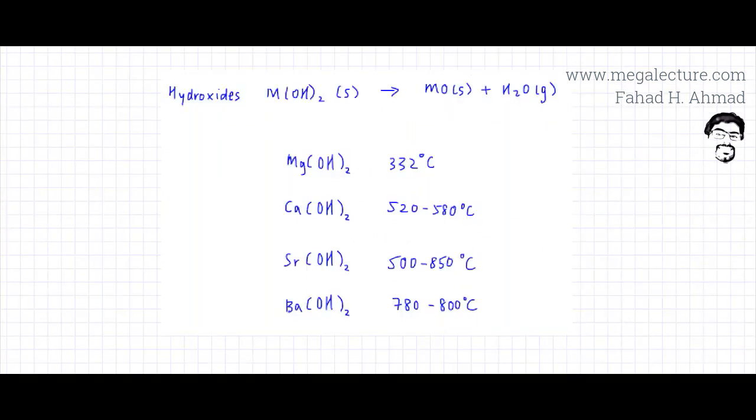The very same concept could also be applied to the decomposition of group 2 hydroxides. Remember, group 2 hydroxides decompose to form a metal oxide and a water molecule. This is a reversible reaction, so if you add water back, they would form a hydroxide again. So heating converts a hydroxide into an oxide, water leaves off, and adding water converts it back into a hydroxide. Again, as you can see, the decomposition temperature increases down the group. Magnesium hydroxide decomposes very easily, whereas barium hydroxide decomposes at a much, much higher temperature.